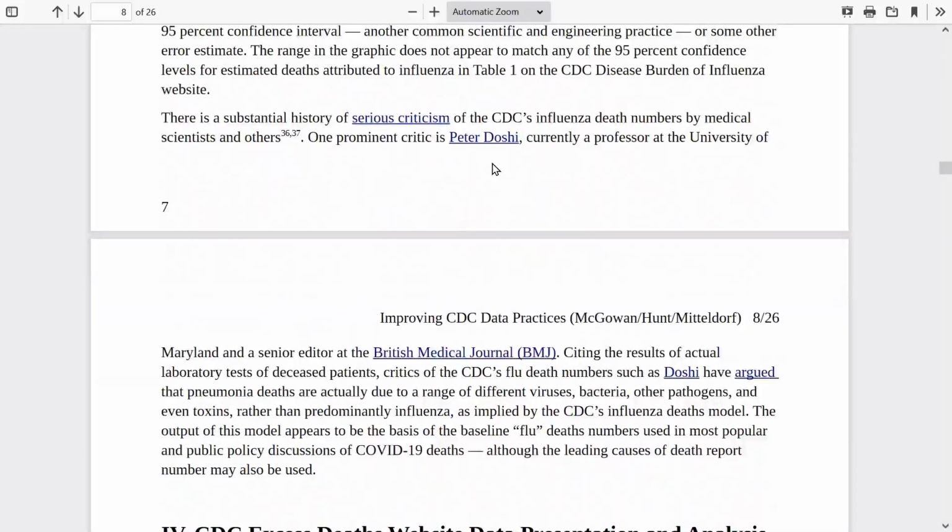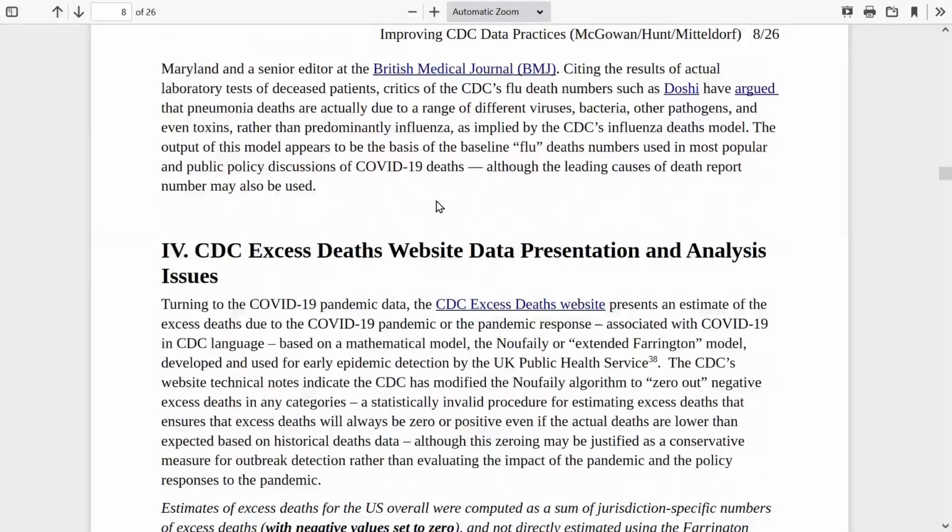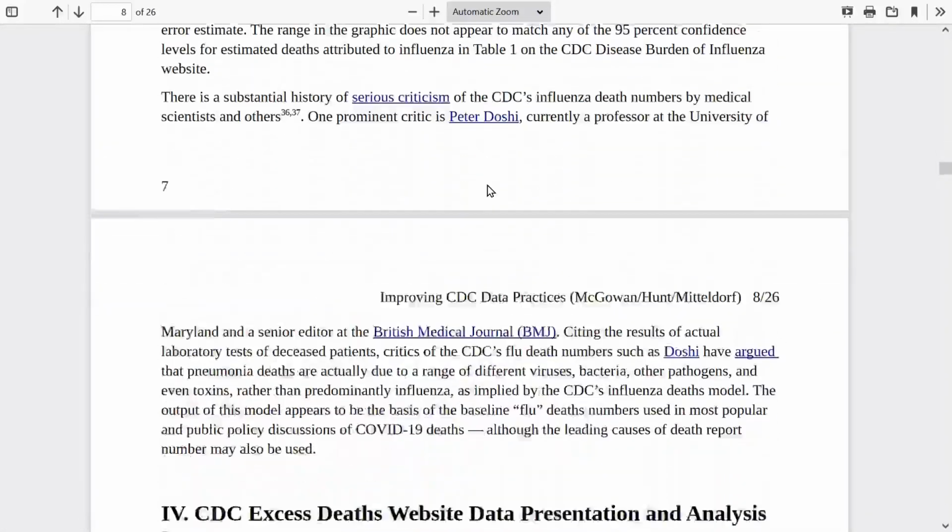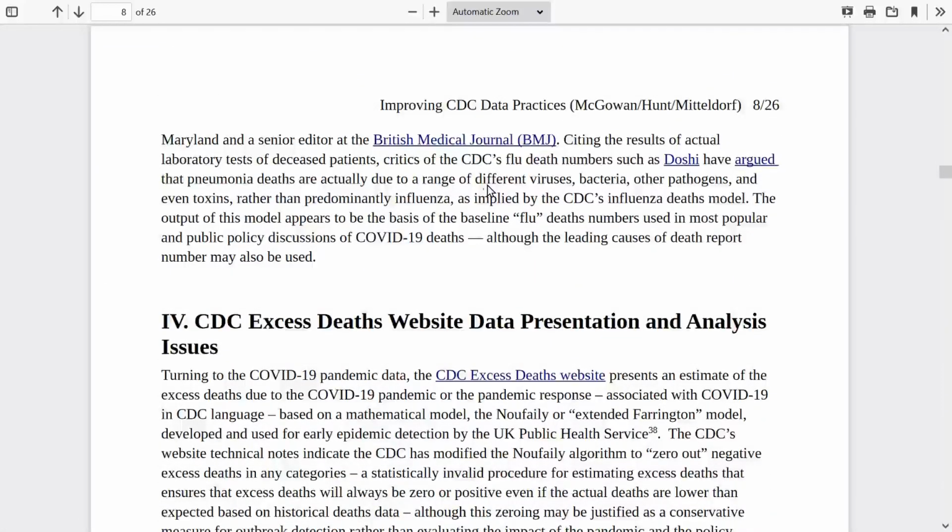And it is worth noting that these numbers for influenza and pneumonia have in various ways been seriously criticized by a number of people for years. One prominent critic is Peter Doshi, who's currently a professor at the University of Maryland and is senior editor of the British Medical Journal, BMJ, and he has written several articles specifically on these numbers going back many years. His Ph.D. thesis at MIT was about these numbers from the CDC and problems with them. So it's not a new problem. It's been noted by other people. It does not seem to have been resolved or really fixed despite many years of criticism.